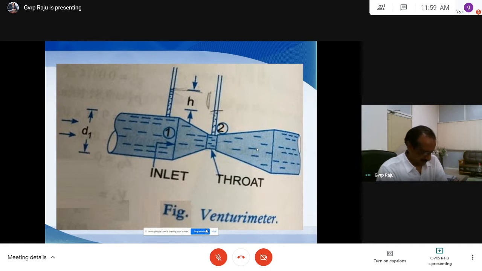So why is the included angle more here and less here? One objective question will come after the discussion. The question is: the angle of the divergent cone is less than the angle of the convergent cone. Obviously the angle of the divergent cone is less than the angle of the convergent cone. What is the reason? Why should this angle be more compared to this one?